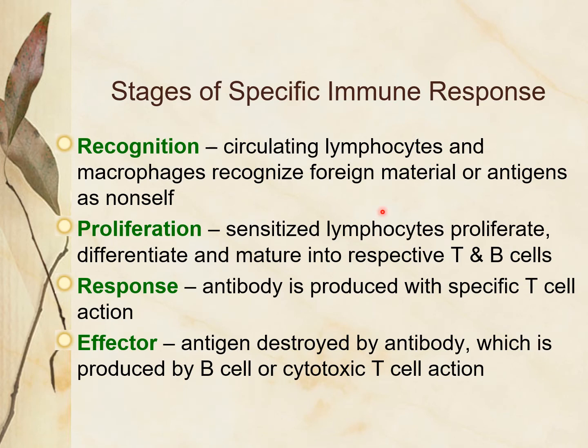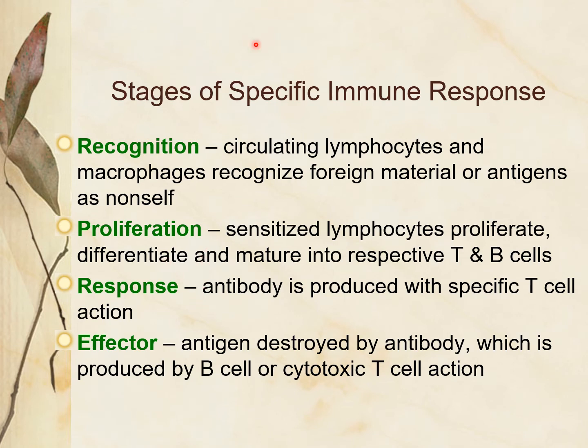There are 4 well-defined stages in an immune response. These are recognition, proliferation, response, and effector. The recognition of an antigen as foreign or non-self by the immune system is the initiating event in any immune response. Circulating lymphocytes and macrophages recognize the foreign materials or antigens as non-self.